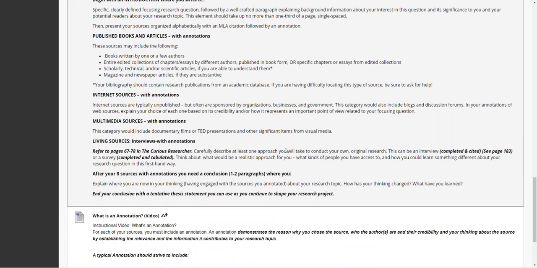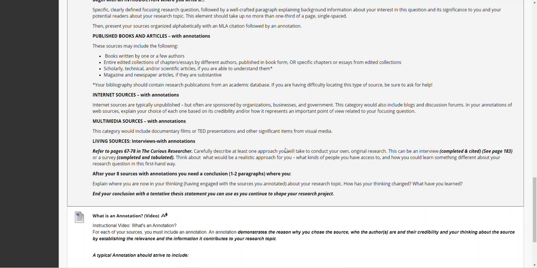All right, then we move on to internet sources. That's the next category, with annotations. Remember, everything is with annotations. So the internet sources are typically unpublished, sponsored by organizations, businesses, and government. The category could include blogs, maybe discussion forums. I kind of frown on those. And your annotations of the web sources explain the choice of each one based on its credibility and/or how it represents an important viewpoint related to your focusing question.